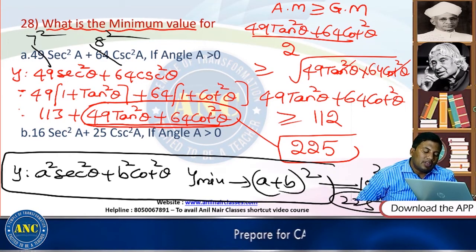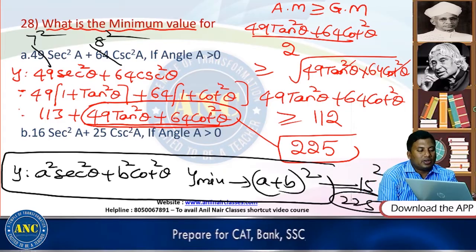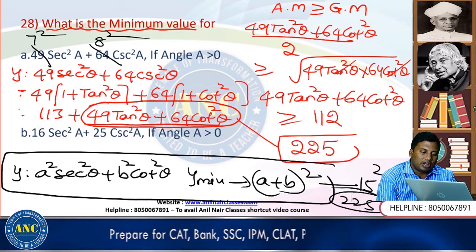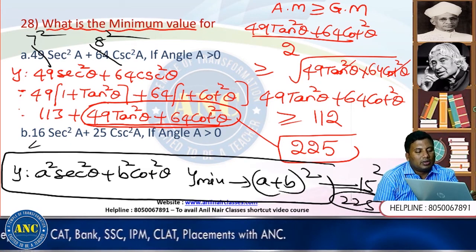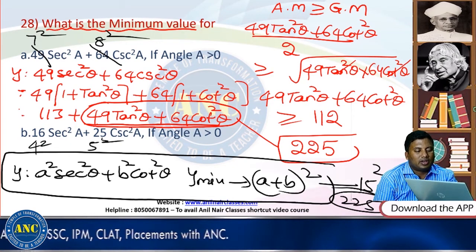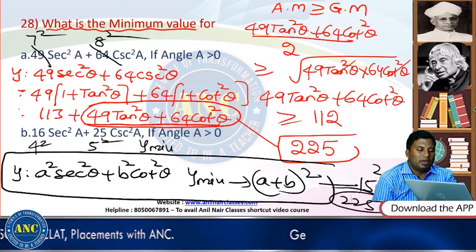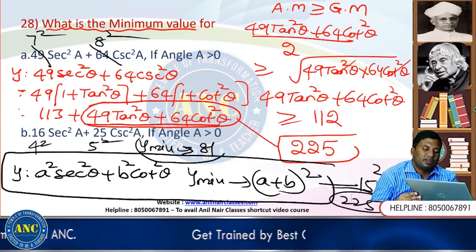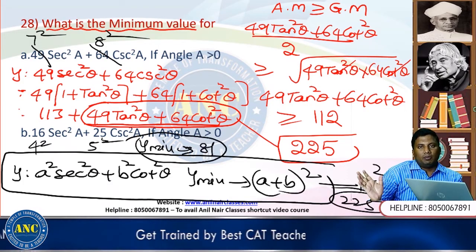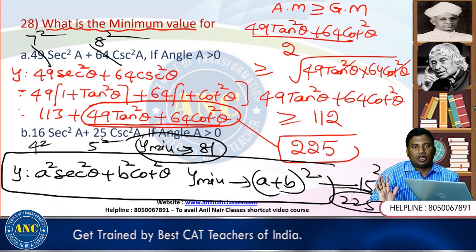Idea clear? If the expression is of the form a square secant square theta plus b square cot square theta, y minimum will be a plus b whole square. Similarly, here it is 4 square and 5 square, so y minimum will be 4 plus 5, 9 square. The answer is 81. This model also, I think, is clear.